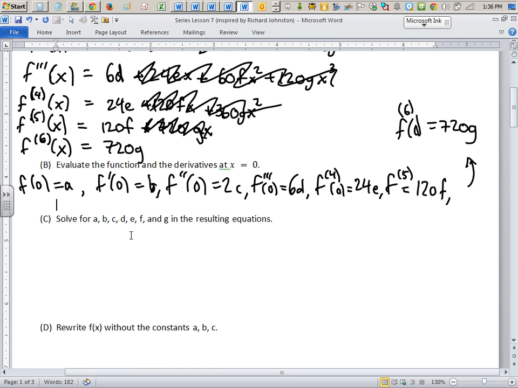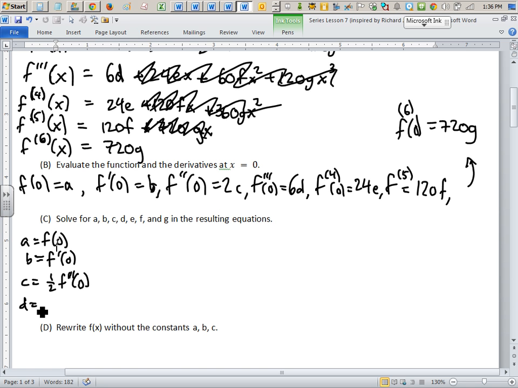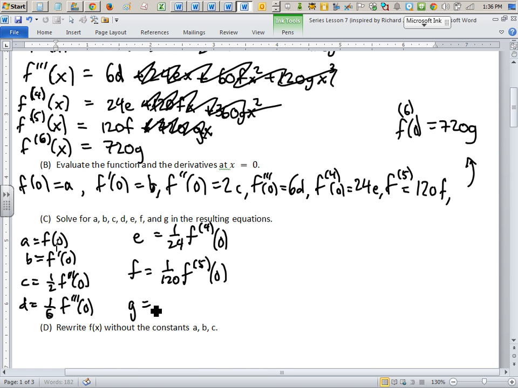All right, let me give myself a little space here. So a is f of 0. b is f prime of 0. c is 1/2 f double prime of 0. d is 1/6 f triple prime of 0. e is 1/24 times the fourth derivative at 0. f is 1/120 times the fifth derivative at 0. g is 1/720 times the sixth derivative at 0. Does anybody see a pattern?